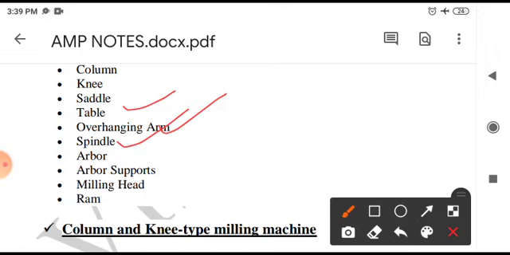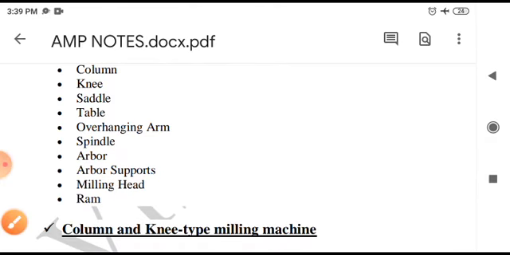Now the next one is the arbor. Okay, the arbor is the shaft that is clamped in the overarm. Then the next one is the arbor support, which supports the arbor. The milling head spindle is called as. Then the ram. What is the ram? Actually, it is a supporting structure of this milling machine.